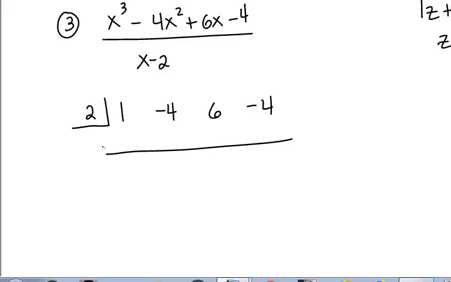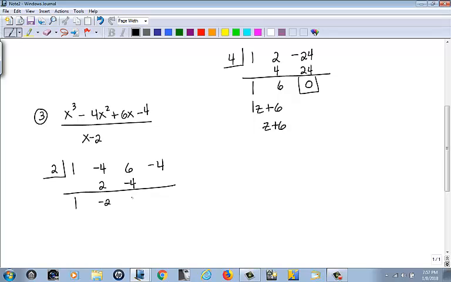First thing on synthetic, you're going to add going down, so bring down the 1. Then you multiply 1 times 2, and you line that up underneath the negative 4. Add going down would be negative 2. Take negative 2 times 2, which is negative 4, and add going down would be 2. And 2 times 2 would be 4, and add going down would be 0. And this is your remainder of 0.